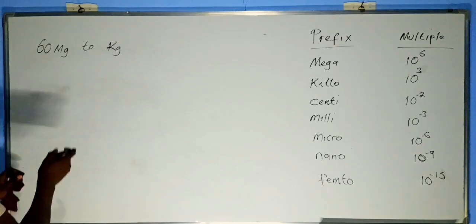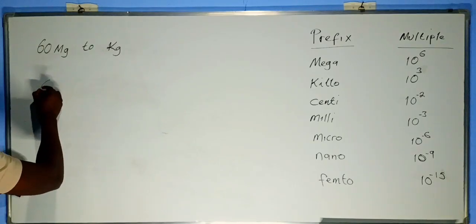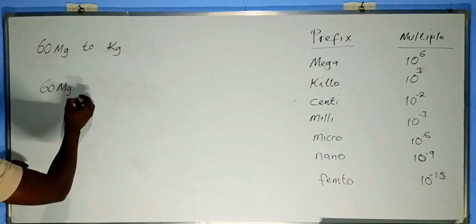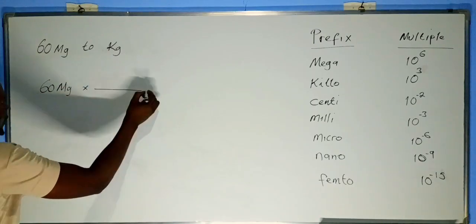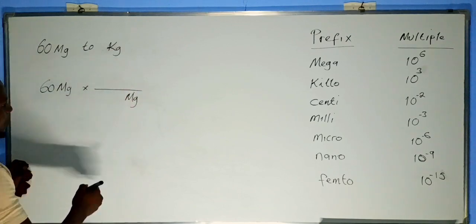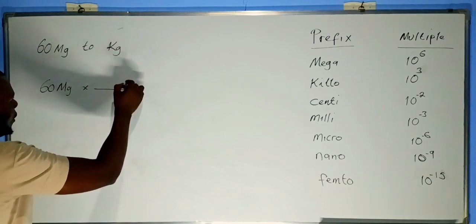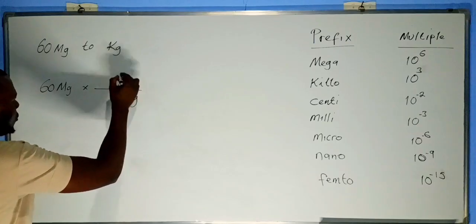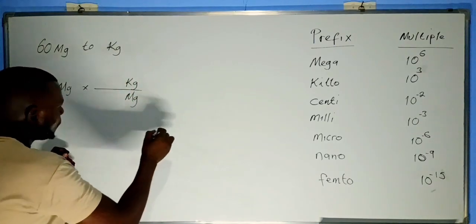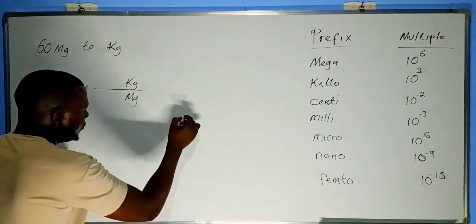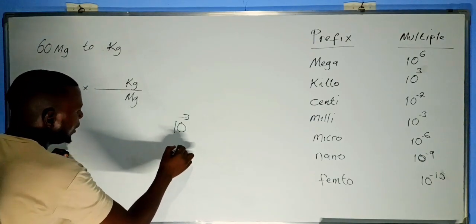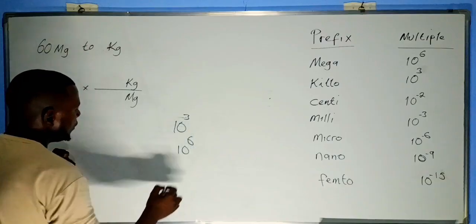Very simple again, we always start with what we are given, or have: 60 megagrams multiplied by, we put our conversion. In this case, we need to cancel the mega, so we put it there, and then we'll have our kg on top there. We get our multiples again. Kilo is 10 to the power of 3, and then mega is 10 to the power of 6.